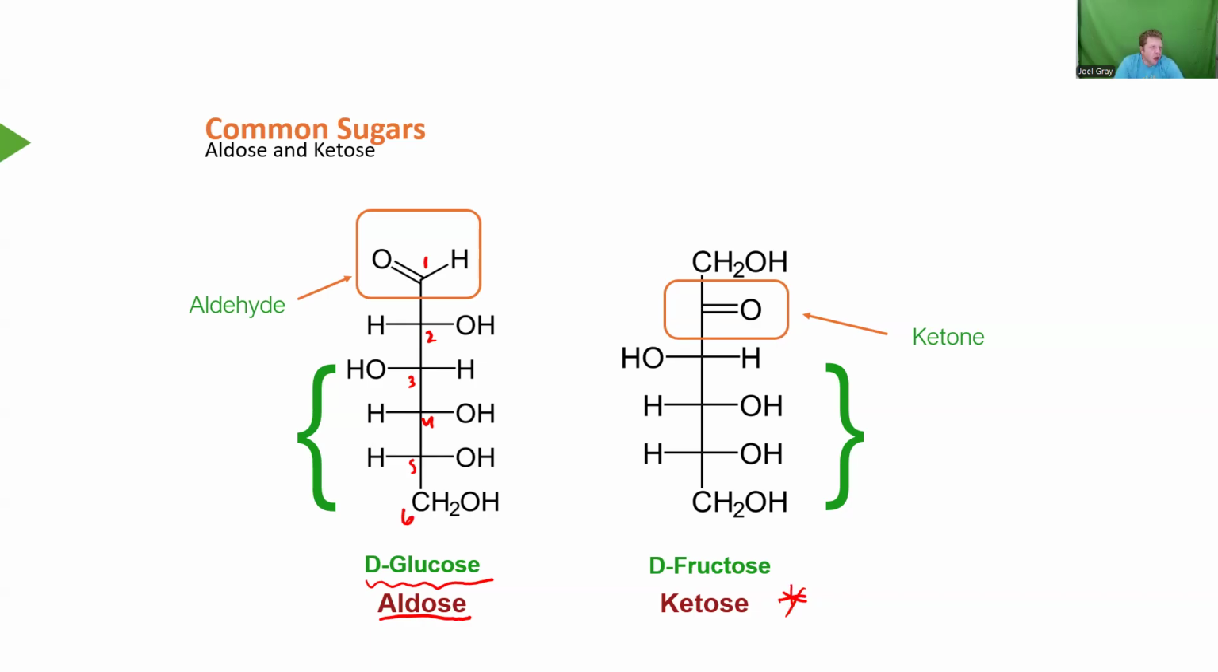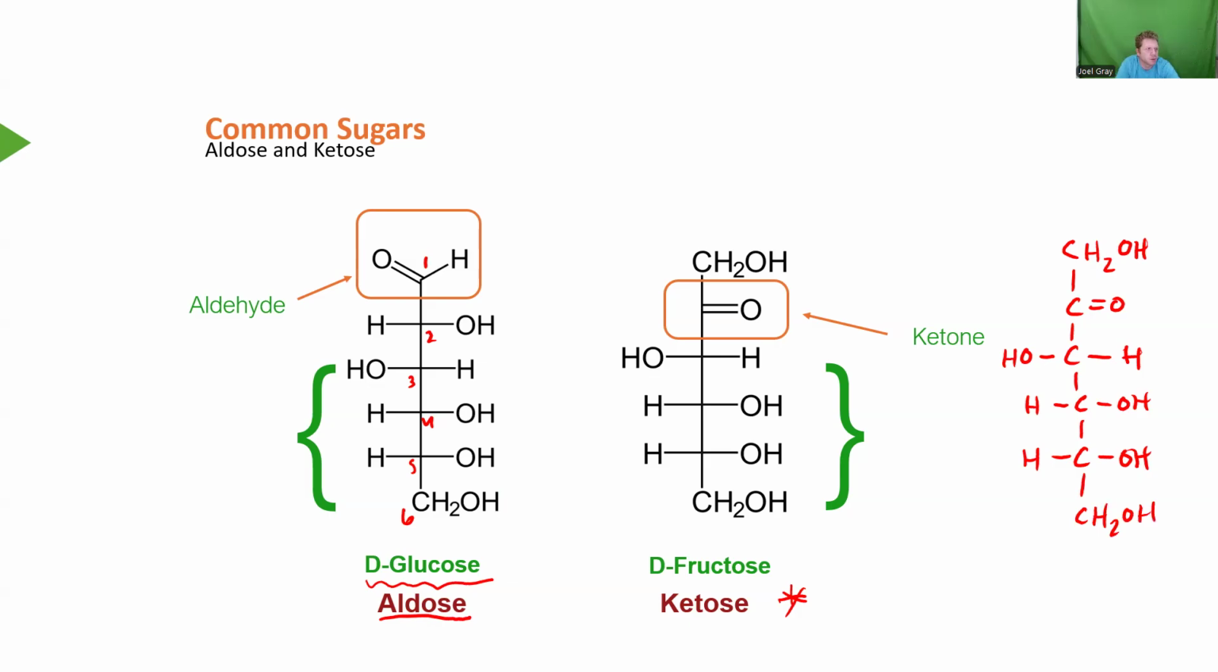So let's draw this a little bit more explicitly. Here is D-fructose. This is going to be H, OH, C, OH, OH, H, CH2OH. Okay, so this carbonyl carbon, and then I'm going to draw this a little bit differently. Here's our, well, I can redraw that.